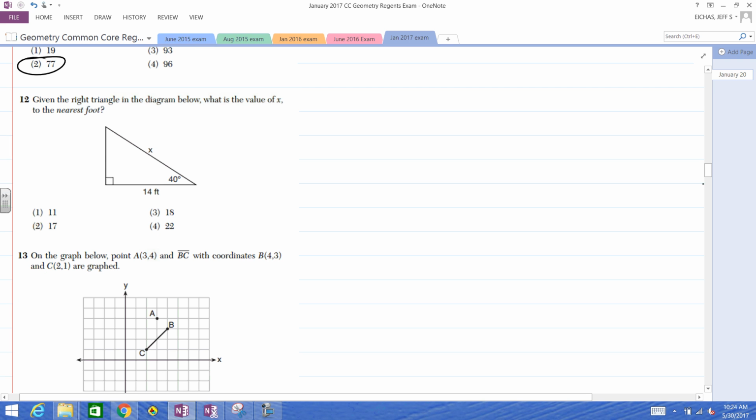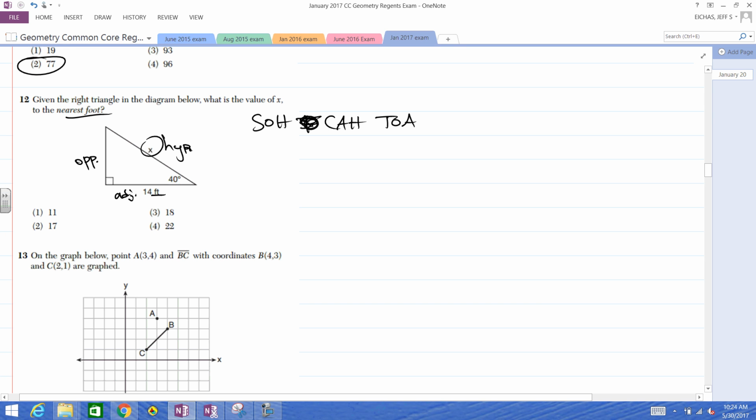Last one for this session. Looks like a straightforward trig problem. All right. Find the value of x. This is in feet. Label the diagram opposite, adjacent, hypotenuse. Go ahead and write your acronym to help you remember your trig functions.